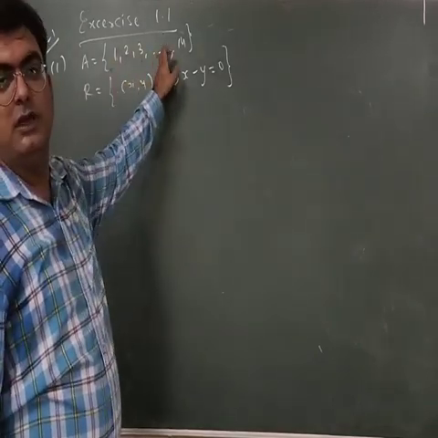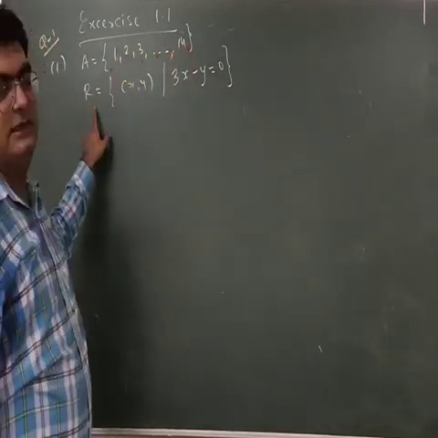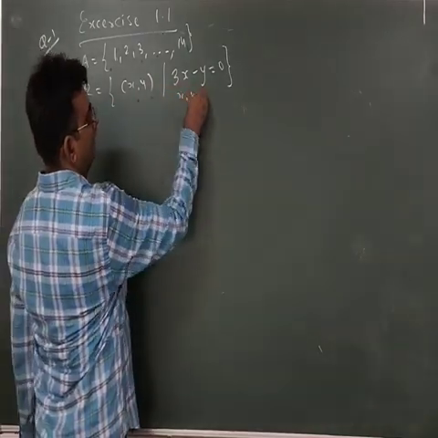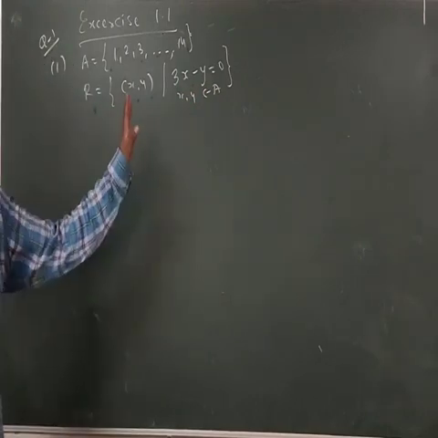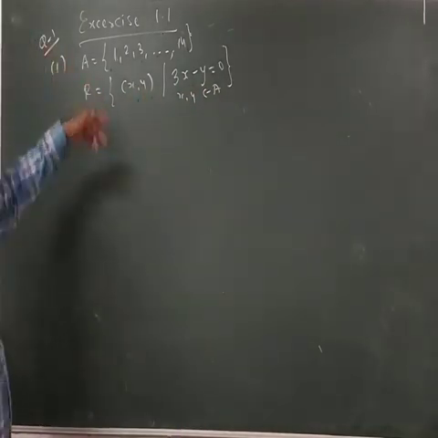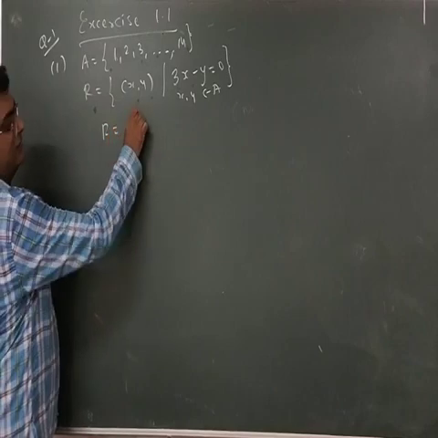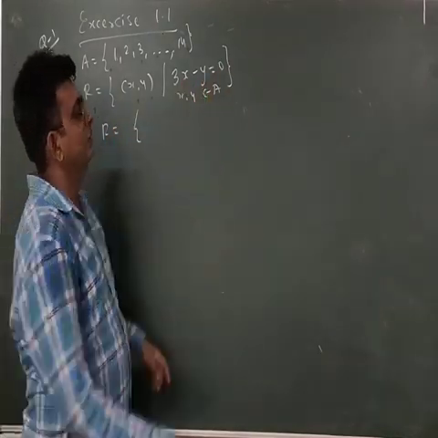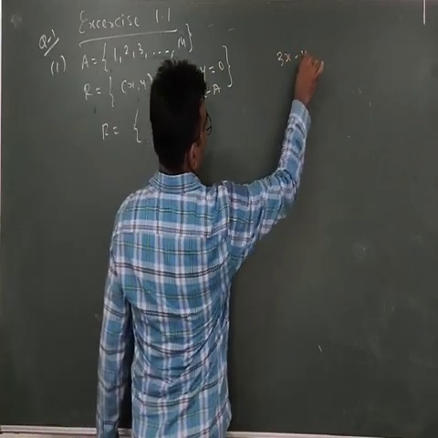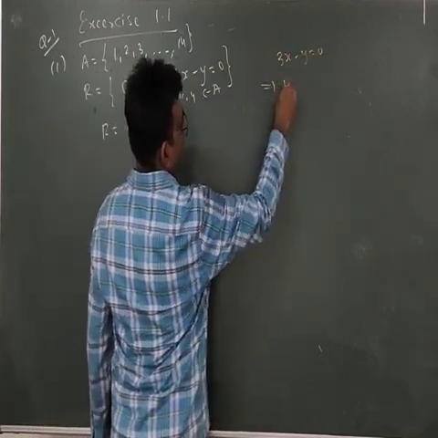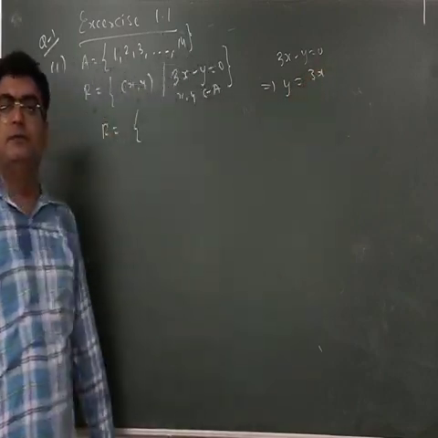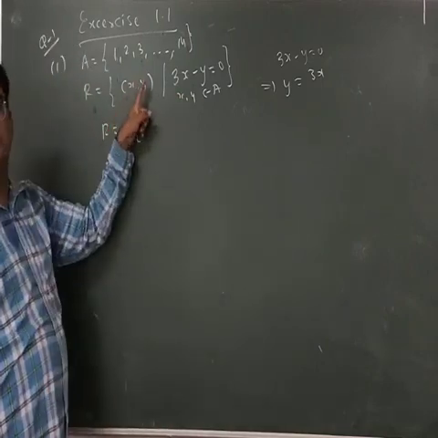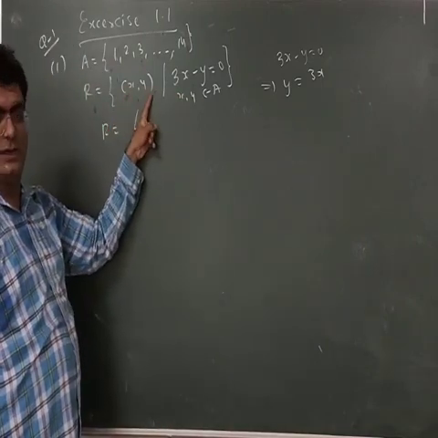A is equal to {1, 2, 3, 4, up to 14}. R is equal to {(x, y): 3x minus y is equal to 0, and x and y belong to A}. This is the given example in your textbook. Let us write it in the listing form. 3x minus y is equal to 0 implies y is equal to 3x, which means y is 3 times x. Your x is the first element and y is the second element. Here it is an ordered pair, so keep that in mind.